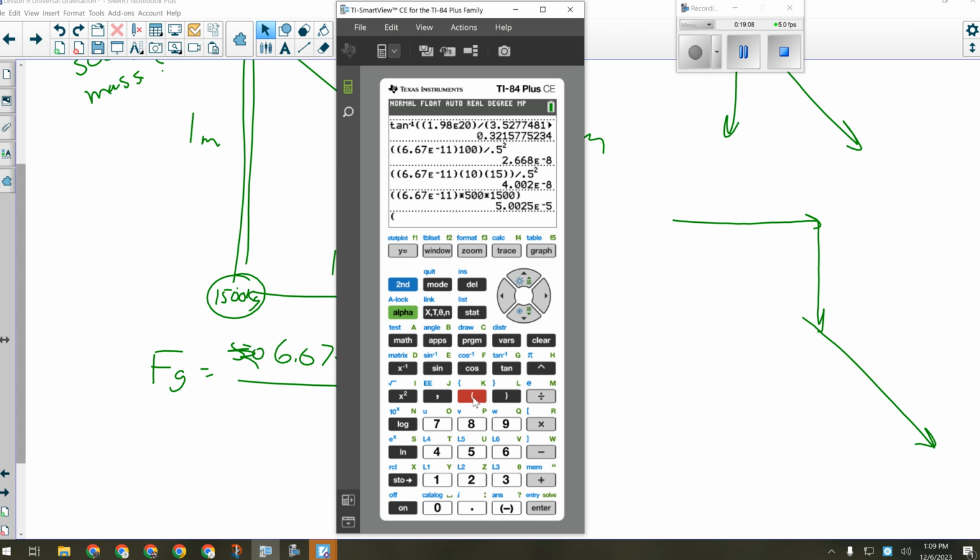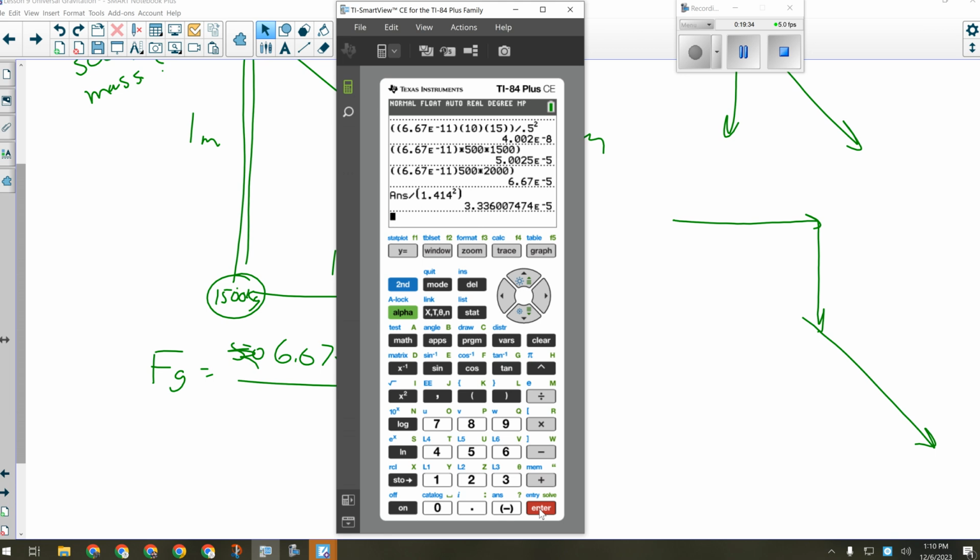So 6.67 e negative 11 times 500 times 2,000. Okay, so that would be my force of gravity. Oh, sorry, and then I got to divide that by 1.414 squared.